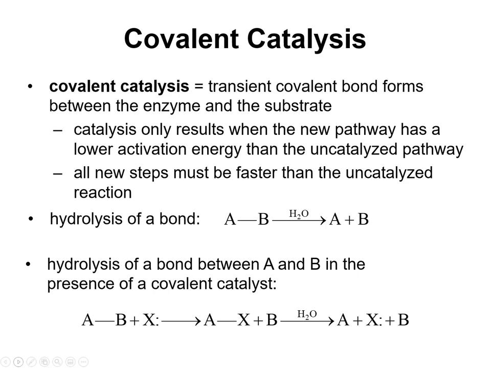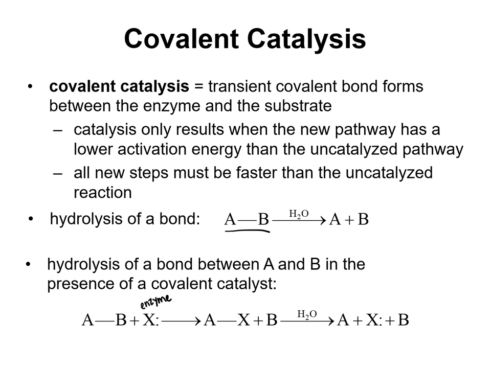So let's say that we want to hydrolyze a bond. That means use water to break a bond, and we're trying to take this compound that has A bonded to B, use water to cut it, and we liberate A from B. That's going to be a really hard reaction to do without an enzyme. But if you have a covalent catalyst, and this X you can think of as your enzyme, that enzyme can replace B in the reaction.